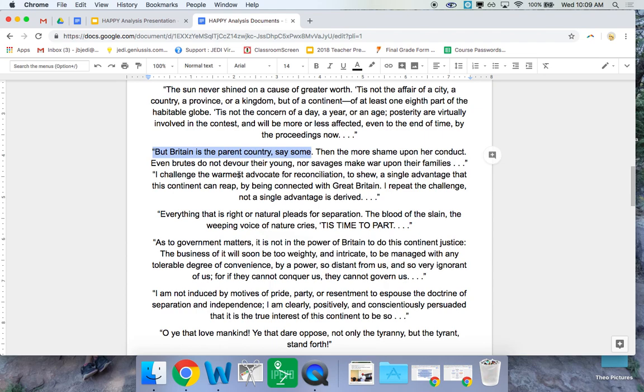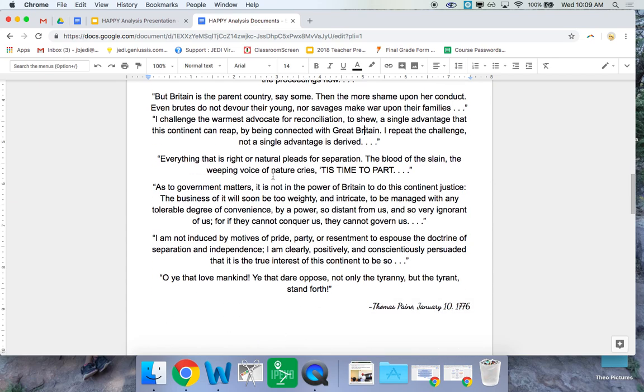Then, the more shame upon her conduct. Even brutes do not devour their young, nor savages make war upon their families. I challenge the warmest advocate of reconciliation. That means forgiveness, to try to forgive the king and go back into an alliance. To shew a single advantage that this continent can reap by being connected with Great Britain, I repeat the challenge. Not a single advantage is derived. So he's saying there's no benefit to staying loyal to Great Britain.